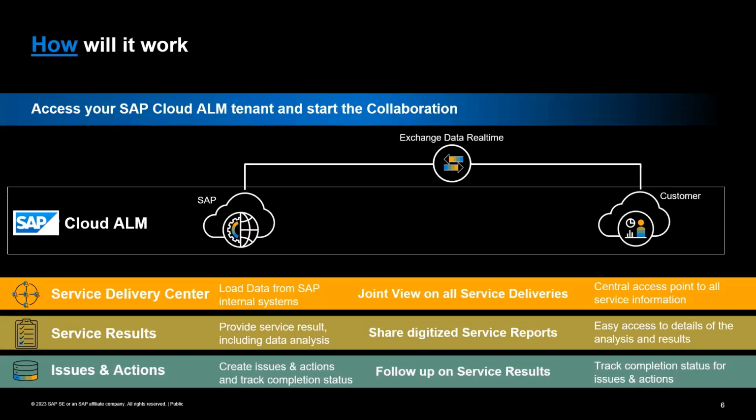And the same for issues and actions. If the service consultants identify issues, provide recommended actions that should be executed by the customer, again, there are quality assurance functions also in place, SAP internally, because we want to make sure that you don't get fragments of issues, you get the final thing. And once the quality assurance has been completed, the information is replicated to the customer, where now the customer can go in and track the completion status of the issues and actions.